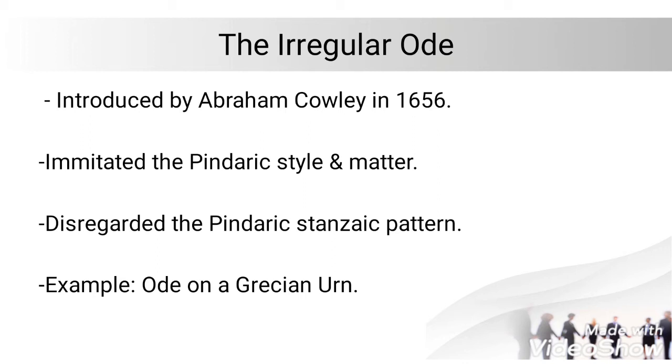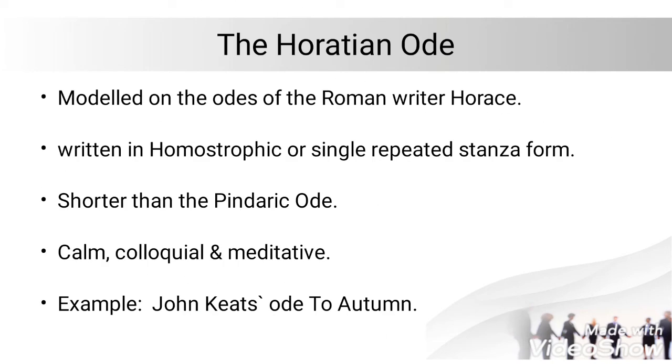For example, Wordsworth's Intimations Ode, also known as the Immortality Ode, S.T. Coleridge's Dejection: An Ode, and P.B. Shelley's Ode to the West Wind. These can be quoted as famous and remarkable examples of the irregular ode or the English ode. Now let's come to the Horatian ode.